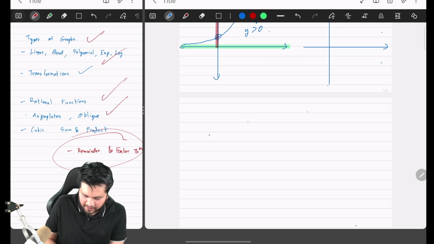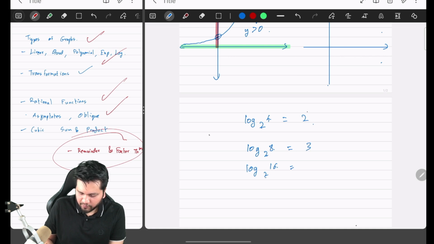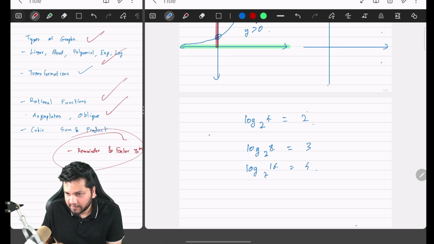So if I have log 4 to the base 2, the base is going to be the same, and then we have log 8 to the base 2, then log 16 to the base 2, whatever it is. So what exactly is it? 2 to the power of what will give me 4? It's going to be 2. 2 to the power of what will give me 8? It's going to be 3. 2 to the power of what will give me 16? It's going to be 4, and so on.